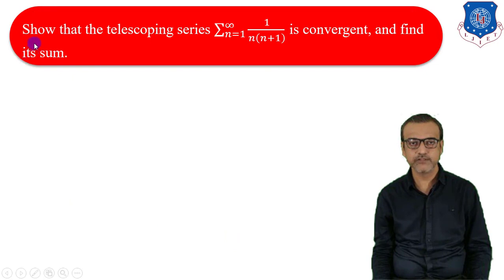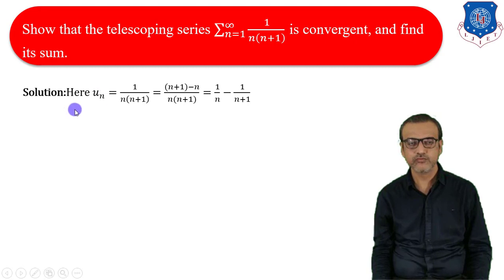Now we have an example. Show that the telescoping series, that is sigma n is from 1 to infinity, 1 over n into bracket n plus 1, is convergent, and find its sum. So here is the solution. Here un equals 1 over n into bracket n plus 1. Now we will write this as n plus 1 minus n divided by n into bracket n plus 1. Now we will divide n plus 1 by n plus 1 and n by n plus 1.